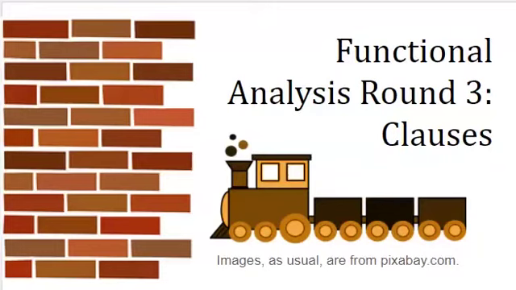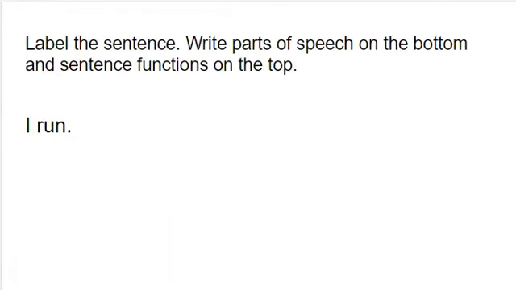I know I am. Let's start Functional Analysis, Round 3: Clauses. Let's start by looking at a very, very basic sentence. Now, every sentence needs to have two things to be a sentence, unless we're talking about commands, but let's not talk about commands, right? Okay, a sentence has got to have a subject and a verb.